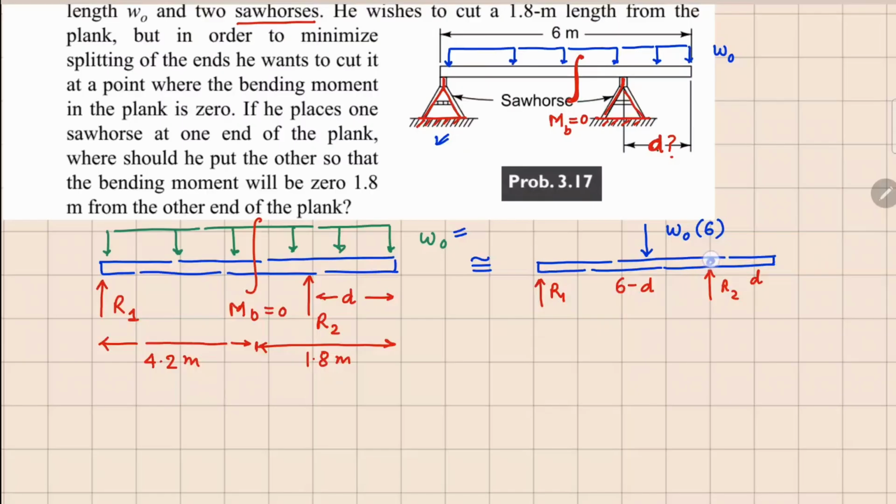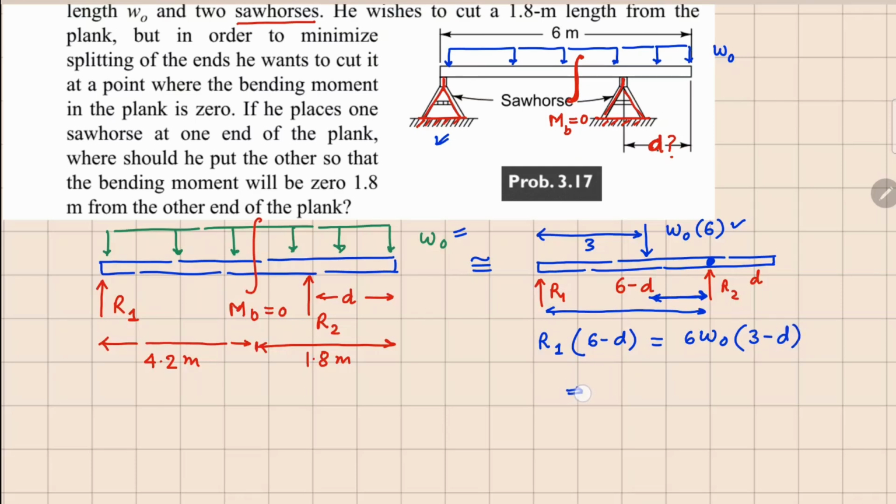So if I do moment balance about this point R2 right here, I can write down R1 times this distance, which is 6 minus D, will be equal to 6 times W naught, which is this force, times this distance. Now since your UDL equivalent force will be right at the center, this is going to be 3 meters. So this distance right here will be 3 minus D. So this gives us the value of R1, which is 6 times W naught, D minus 3, divided by D minus 6.